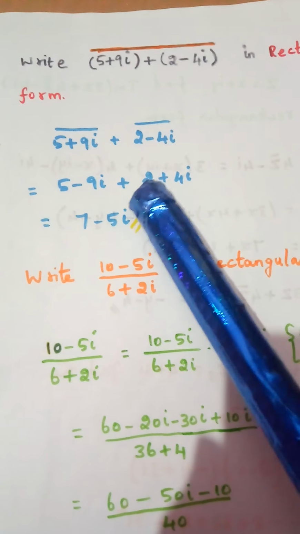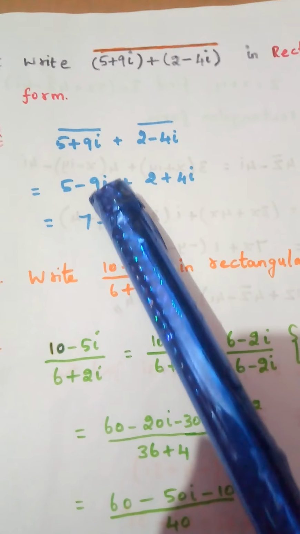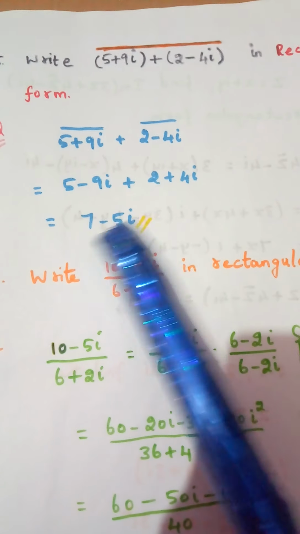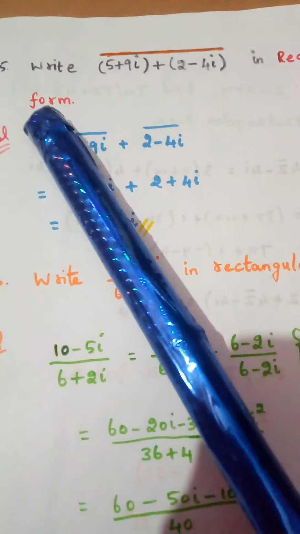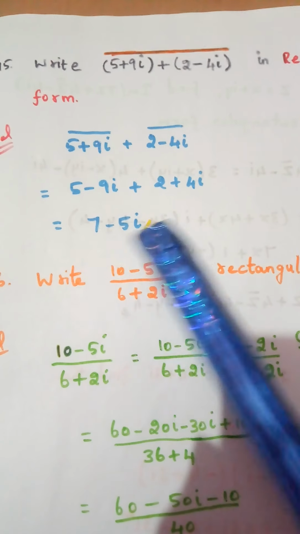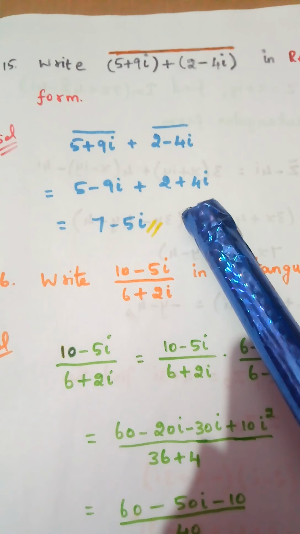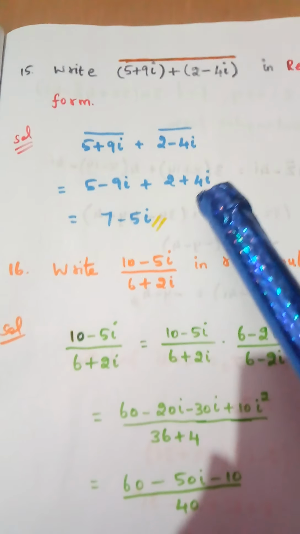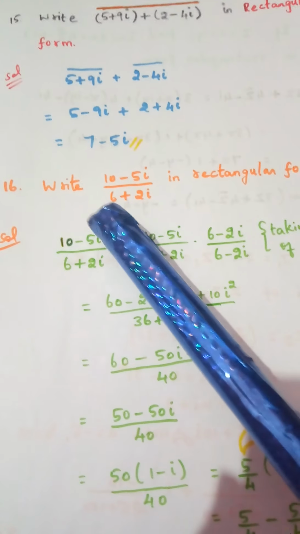This plus symbol is present here. By simplifying, 5 plus 2 is 7, minus 9i plus 4i is minus 5i. So this is nothing but standard form or rectangular form. Why is this called rectangular form? This is of the form a plus ib. So this is the answer. Simple problem, try to understand. We are doing this using the properties. Okay, we'll go for the next sum.